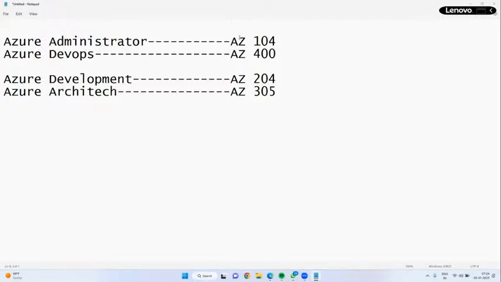Is any coding required, sir? For administration, no coding is required. That is why we have a separate paper for development. For development, you should be proficient in something like Java or .NET, so that you can move to development. Azure administration and DevOps is total configuration and implementation. No coding is required. Some scripting is required, which I will cover.